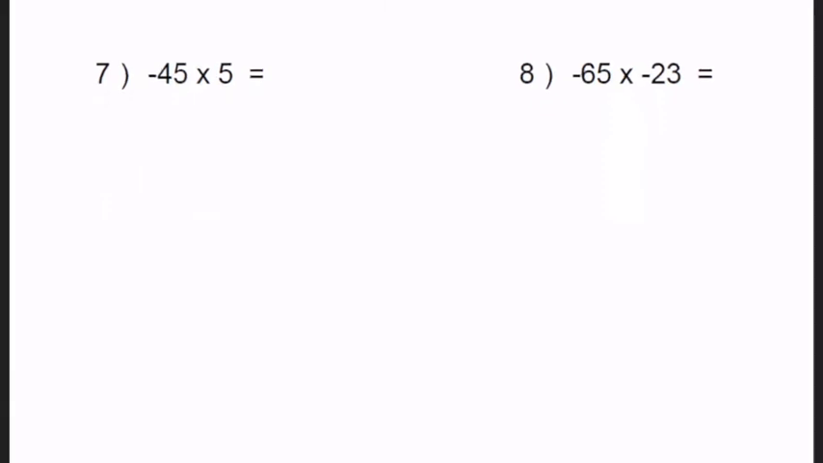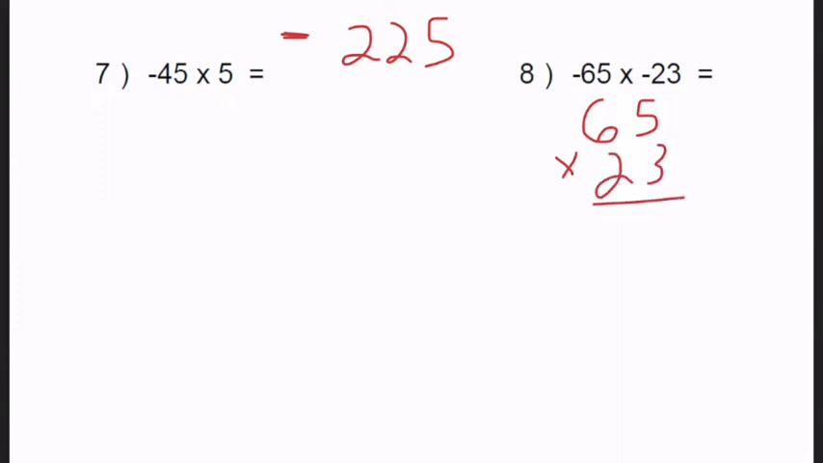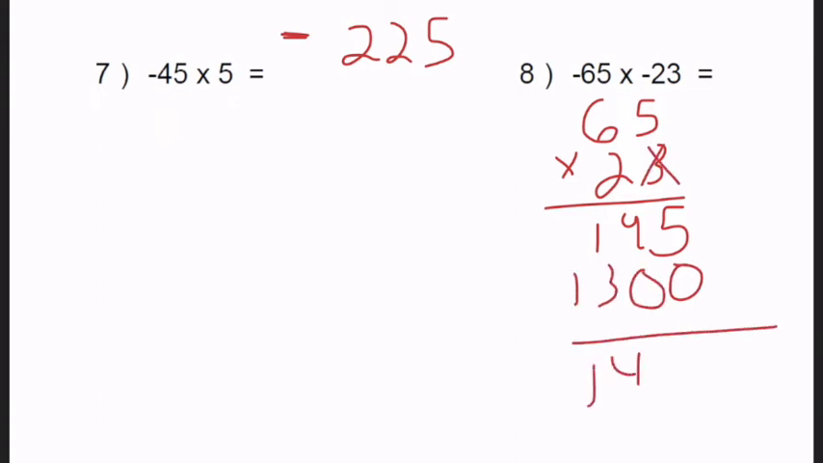Okay, so the first one is negative 45 times 5. It has to be a negative answer, and the reason why it's negative is because one's negative, one's positive. So that answer is going to be negative 225. The next one, they're both negative, so that answer is going to be positive. Let's just do this real quick. I got 5, put a 1 up, that's 19. 0, we cross it out. And I get 1,495, and that's going to be positive.